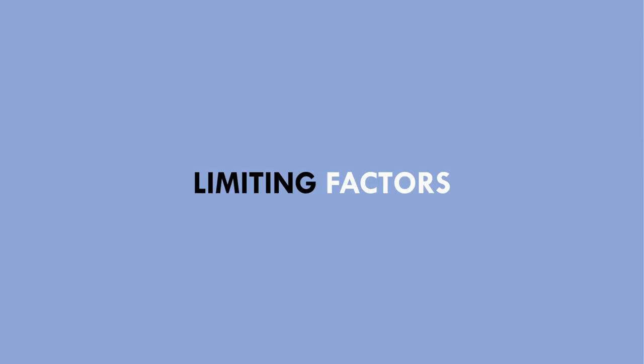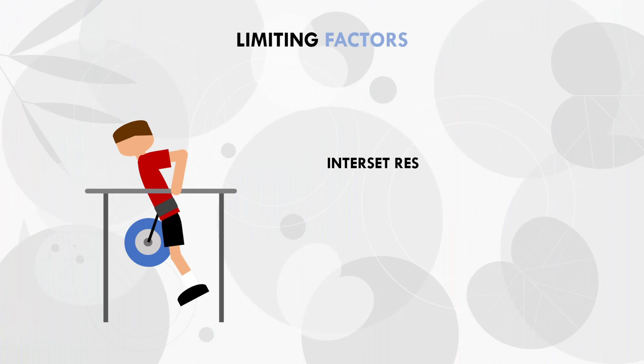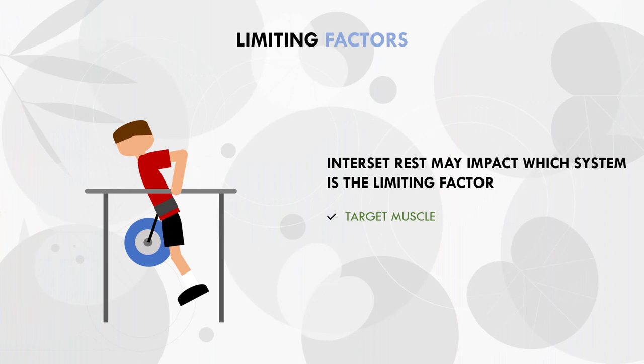For hypertrophy training, we always want the target muscle to be the limiting factor of each set, not any other systems. This is because we want to maximize stress of the muscle tissue, as this is where we want the adaptations to take place. We don't want the cardiovascular system or any other accessory muscles to limit performance before the target muscle.